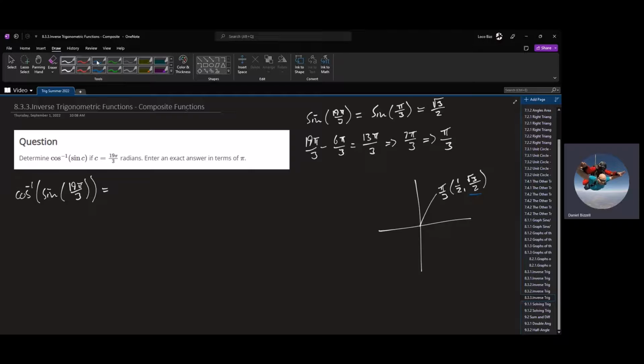So now that we know what this is equal to, all three of those things are equivalent to each other, we can substitute that in here on this equation, and we get that the arc cosine, or the inverse cosine, of square root of 3 over 2 is equal to something. So now we need to figure out where cosine is equal to square root of 3 over 2. Let's make us another axis. So pi over 6, pi over 4, pi over 3.